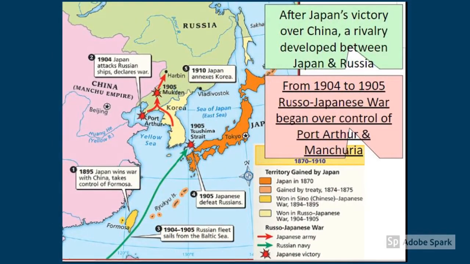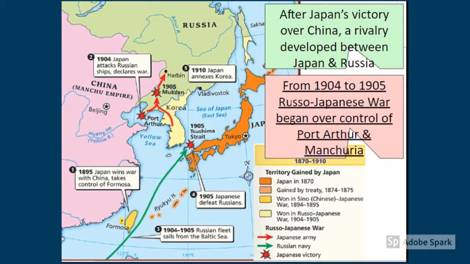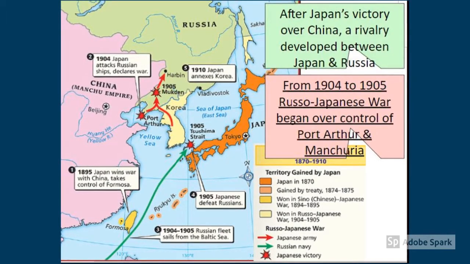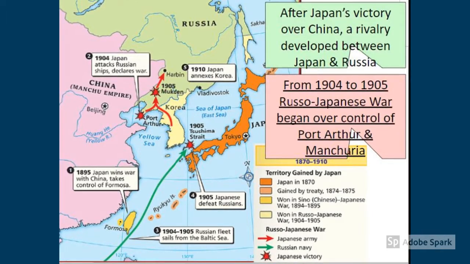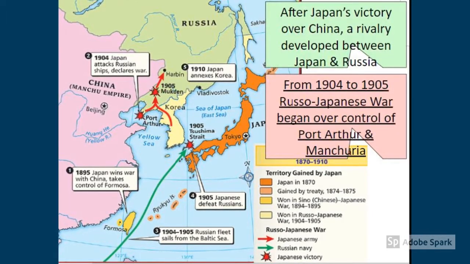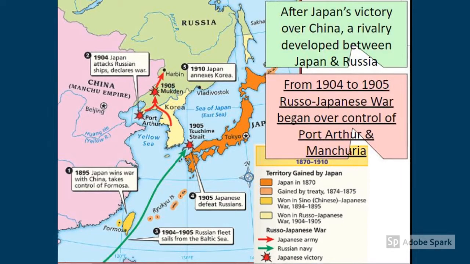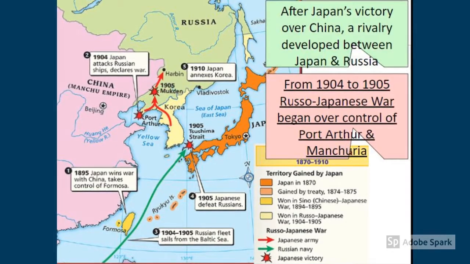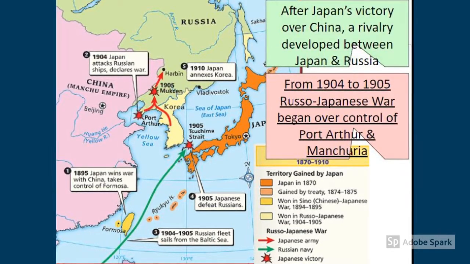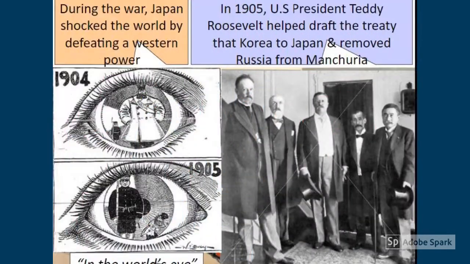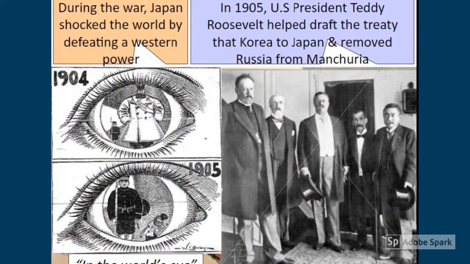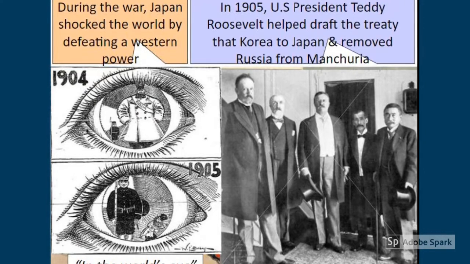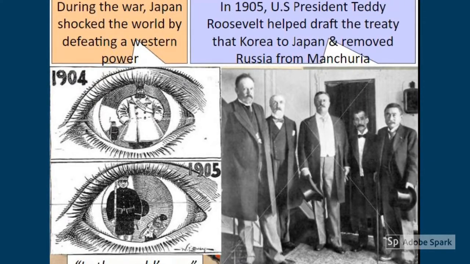After Japan's victory over China, a rivalry will develop between Japan and Russia. From 1904 to 1905, Russia and Japan will be fighting over an area called Manchuria, which was under Russian control at the time. Japan instigated the fight because they wanted to extend their railways and port cities. During the war, Japan shocked the world by defeating a Western power. Like little old Japan beat Russia in this fight.